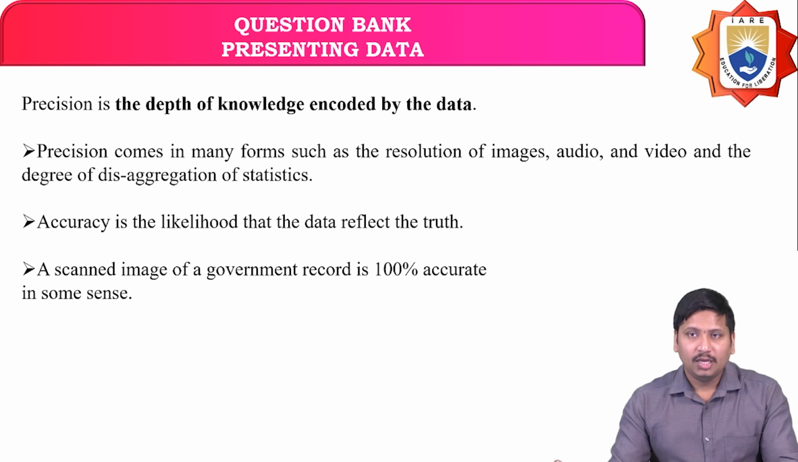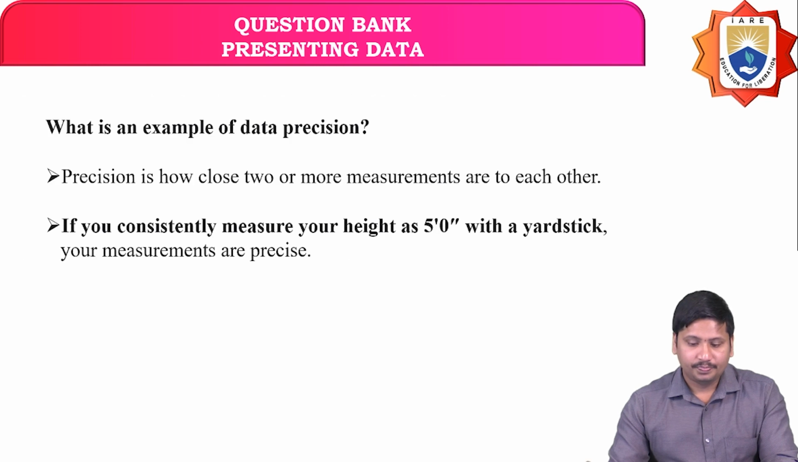So precision means the depth of knowledge encoded by the data. Precision comes in many forms, like graphs, audio, and video, right? Everything should make the data very precise. Accuracy is the likelihood that the data reflect the truth, and the scanned image of the government record should be 100% accurate in some sense.